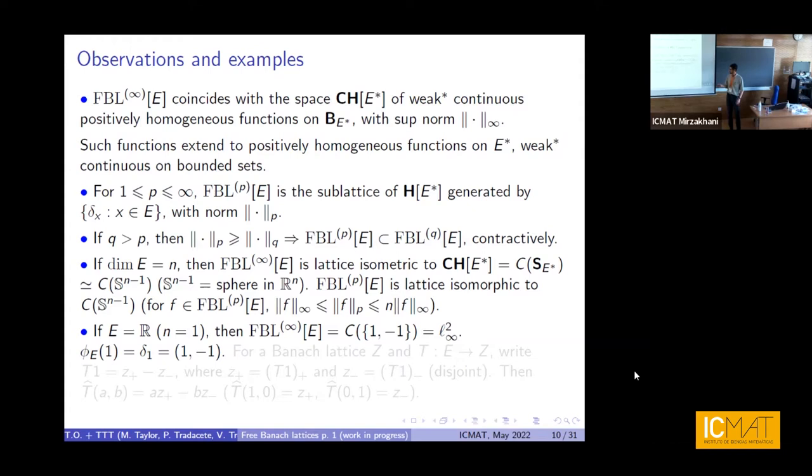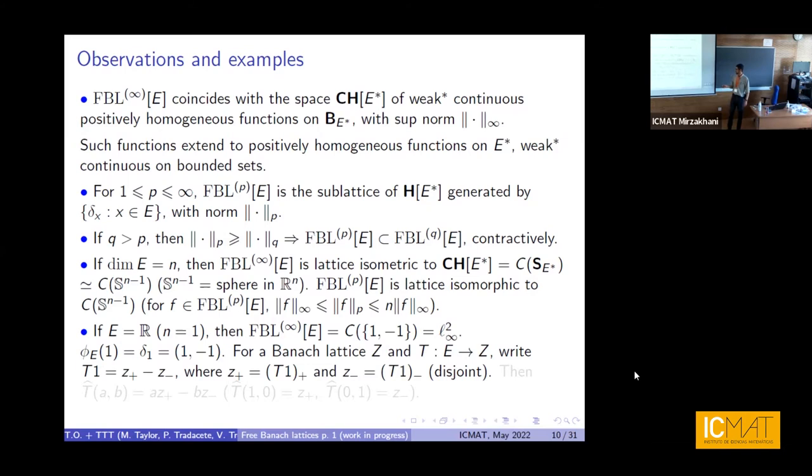So in this situation, what is this unit sphere? This is the unit sphere in R, which just consists of two points, positive and negative one. So the free Banach lattice will be the space of continuous functions on this two-element set. In other words, you identify it with L infinity of dimension two. And you can actually describe what the function phi is and what the extension T hat is. The function phi will take the real number one to the vector (1, -1). And then for other real values, you just scale that.